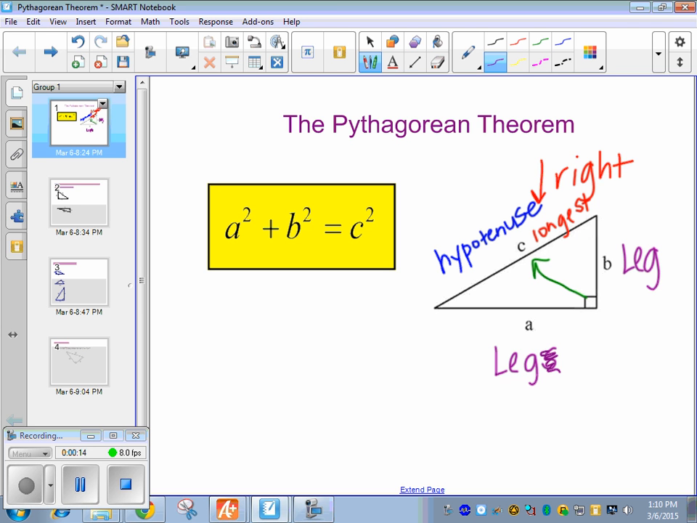One is a leg of a triangle, all right? And A and B are interchangeable. You can label these either one because you could add in any order and get the same answer. But you have to know the longest side is always C. So in the equation, C is always the hypotenuse. Can you abbreviate that? Sure, if you want to.